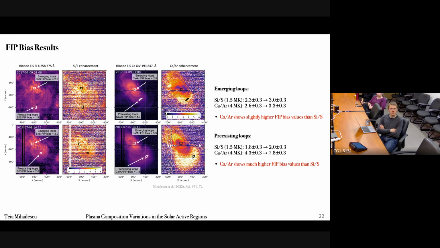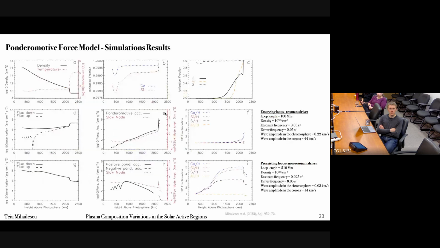And in the pre-existing loops, silicon to sulfur goes from 1.8 to 2, calcium to argon goes from 4.3 to 7.8. First, that's a big jump, but also the calcium to argon values show consistently a higher enhancement than the silicon to sulfur. So we ran some simulations with the ponderomotive force model to try to explain why this could be the case, or what could drive this.